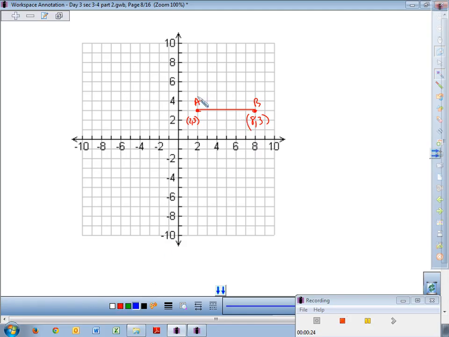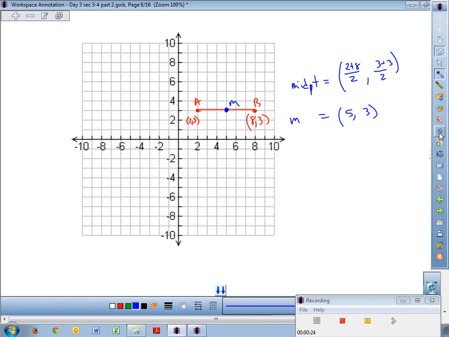Well, let's find the midpoint of this segment just for fun, because that's what we've got to do on the back side. The midpoint would be 2 plus 8, and 3 plus 3, over 2, which turns into 10 over 2, which is 5, and 6 over 2, which is 3. 5, 3, boom, let's call this M for midpoint. M, this point right here, is smack dab in the middle of those 2 points.